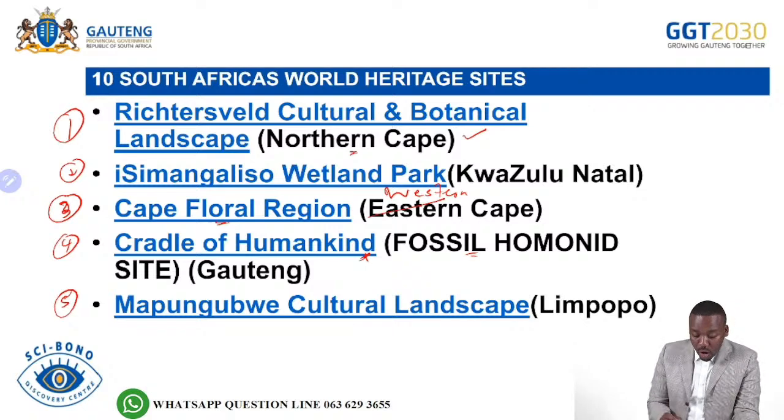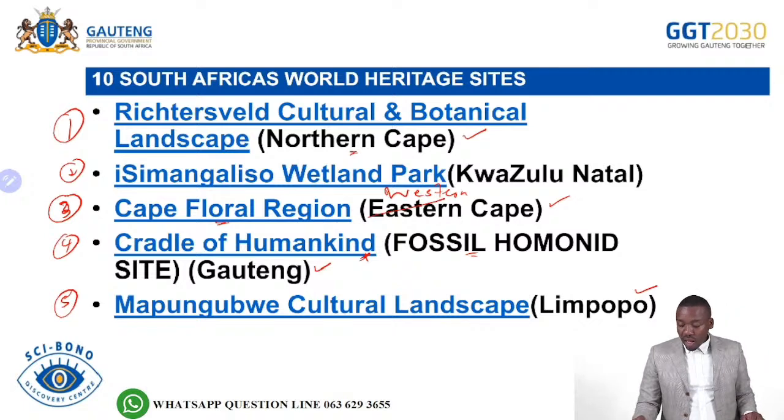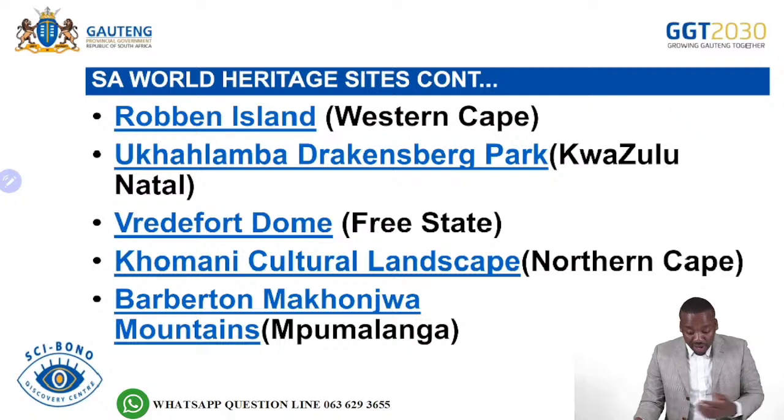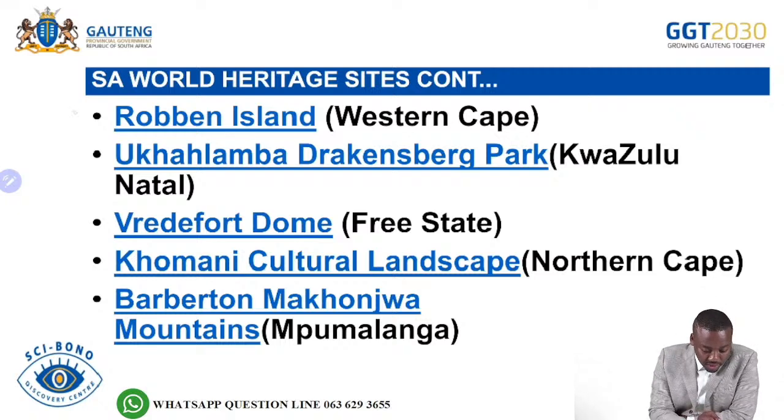And then this one, we are saying it is located in the Limpopo Province. And then the fossil hominid site is located in Gauteng Province. Then Cape Floral Region, we said it is located in the Western Cape. And then we move. Then you've got Robben Island, right? This is going to be number 6. Robben Island, obviously, and then they are located where? In the Western Cape Province.